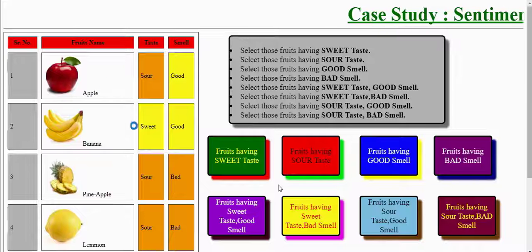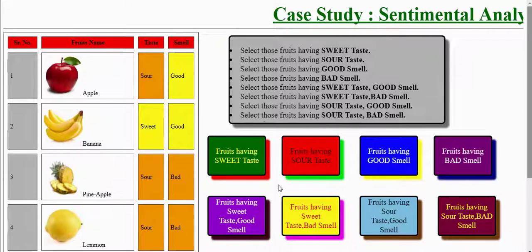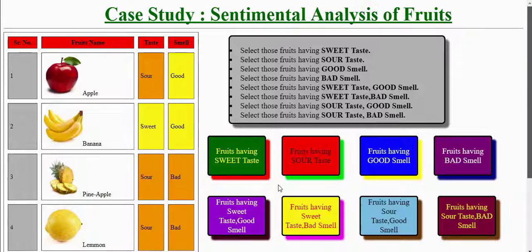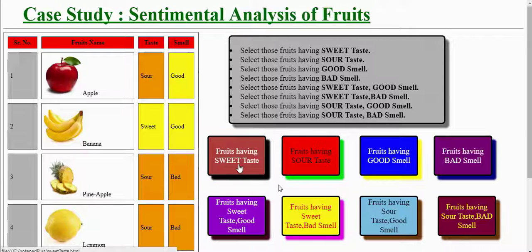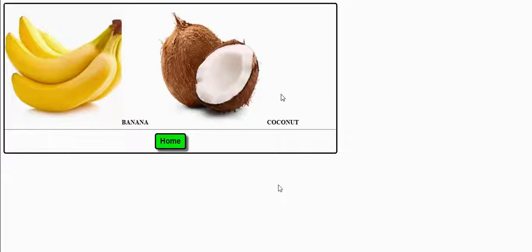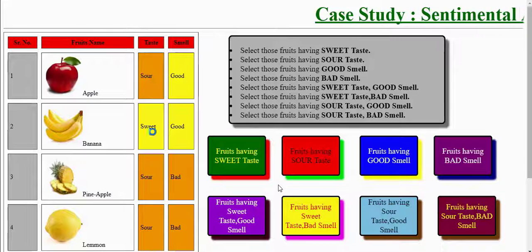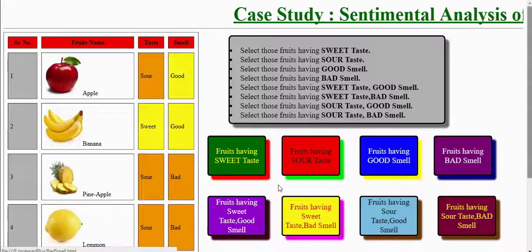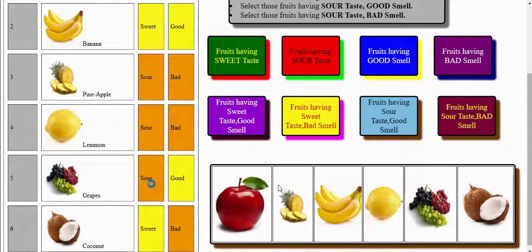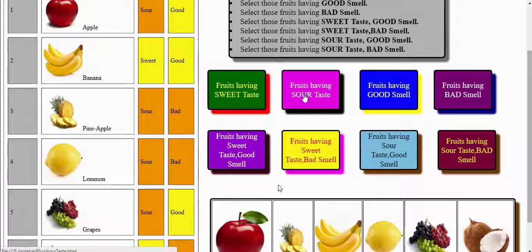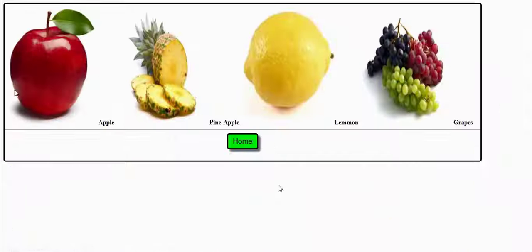You can see we have banana, first banana, second coconut. So the answer should be coconut and banana. Let's check it out. Done. You can see we selected two fruits having the sweet taste. Next question is select those fruits having the sour taste. You can see here apple, pineapple, lemon, grapes. So the answer should be these four fruits. Click this. Done. You can see here we have the four fruits.